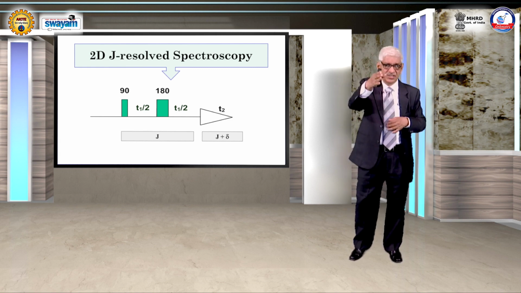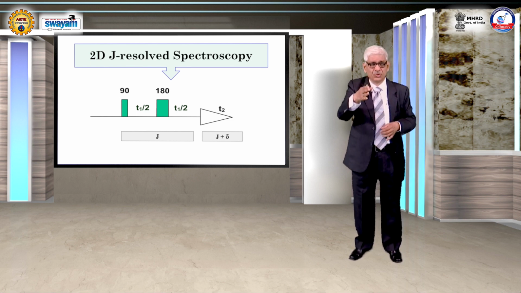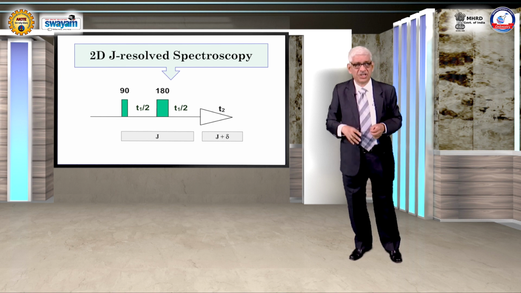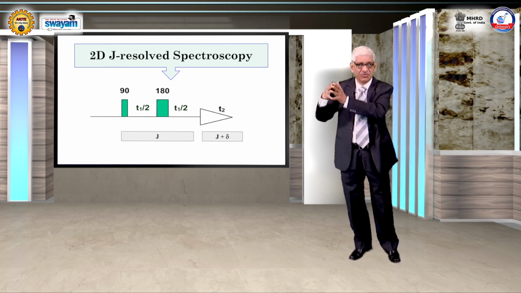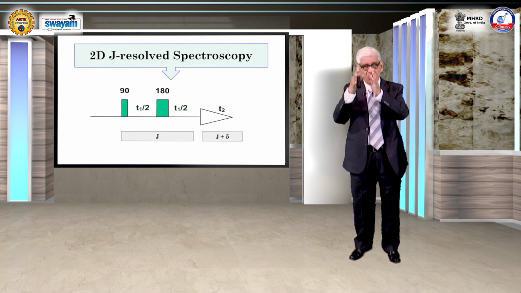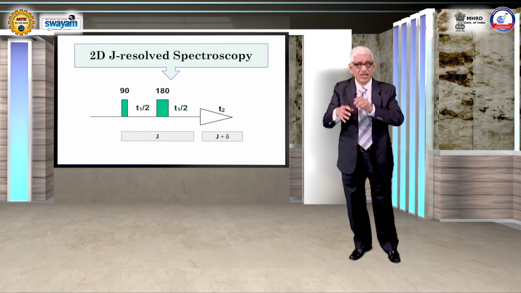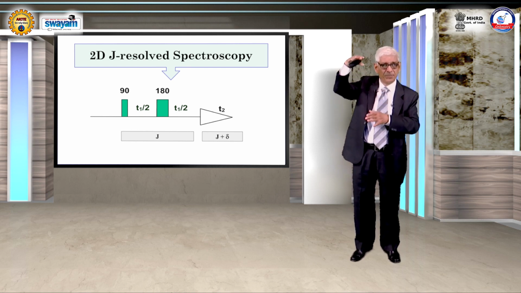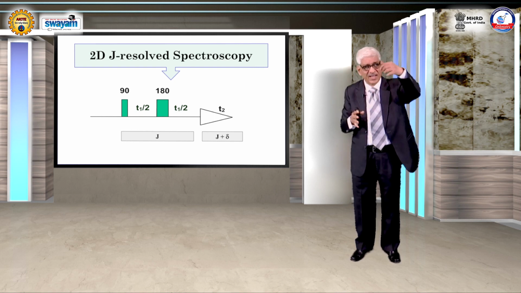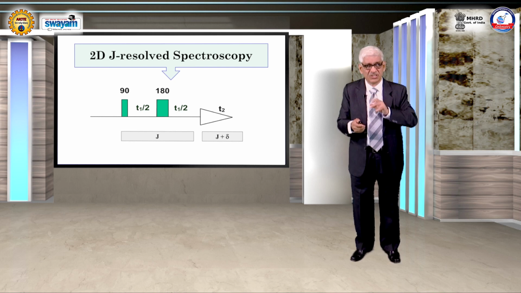At the end of the second t1 half period you get an echo, and that echo amplitude is modulated by the J coupling. Then when you collect the data as a function of time t2, you will have both the coupling and the chemical shift information present. So along one of the axes you have the chemical shift and the coupling information, and on the other axis you only have the coupling information. So what is the consequence of this?